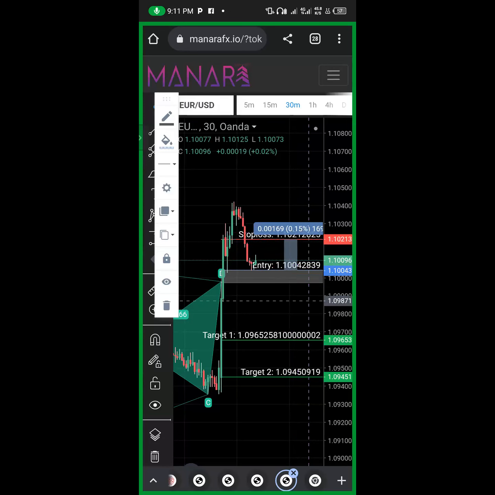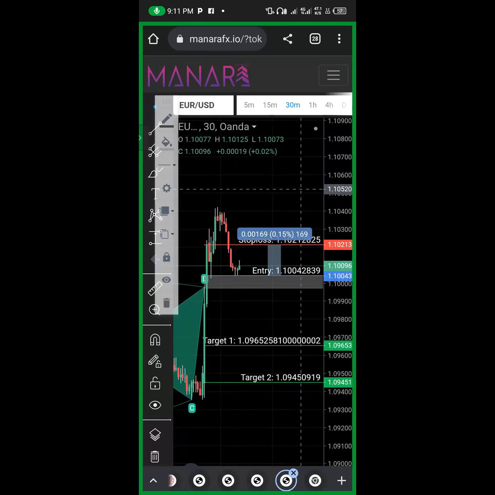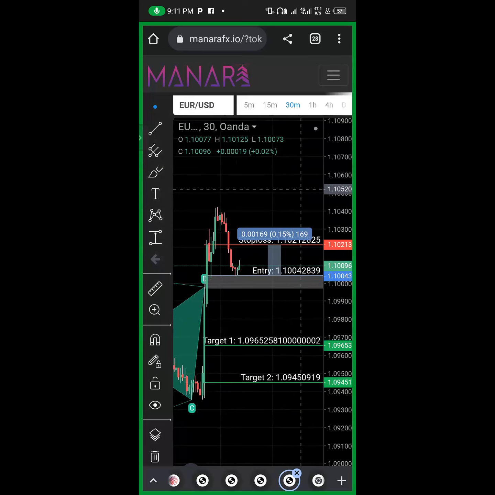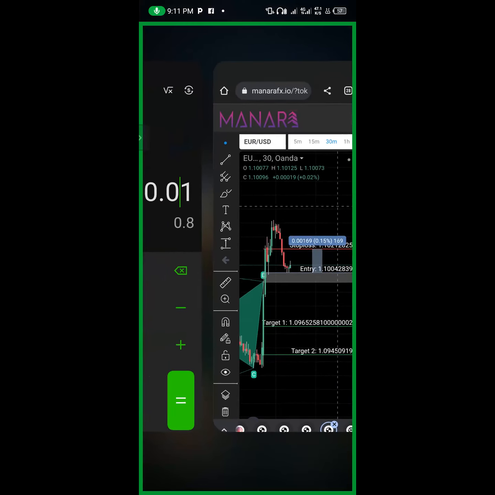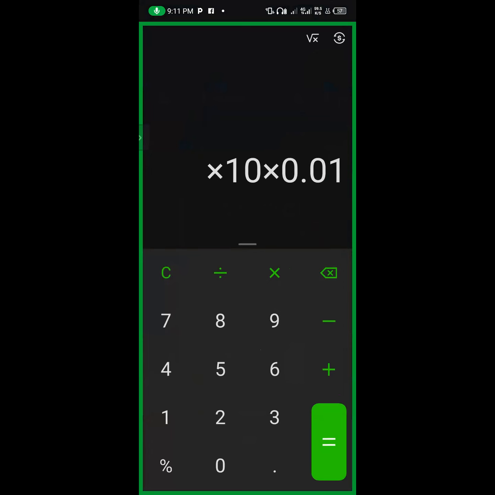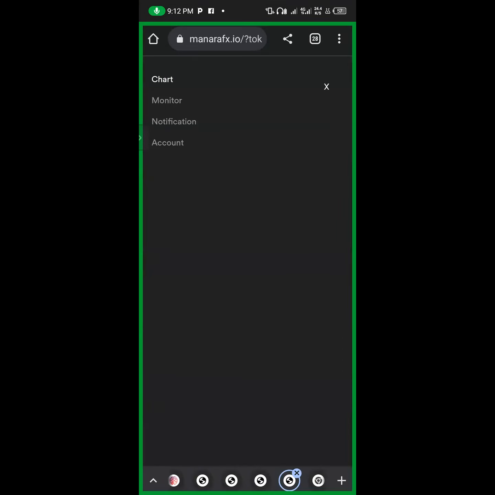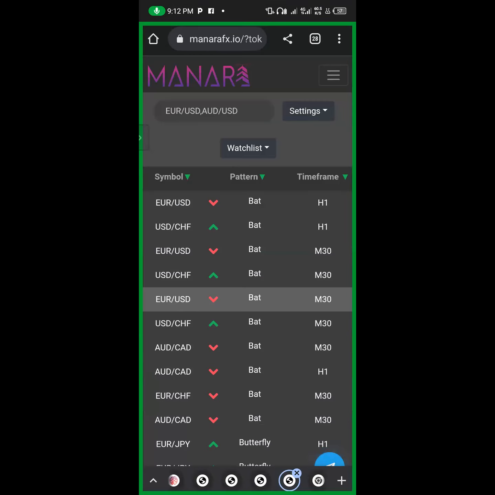So 16 pips. That's 16 pips lost. Now, so it's $8. That would have been 16 pips. So $1.60 if you're using 0.01, $16 if you're using 0.1, and $160 if you're using 1. Right? Now let's go to the next one. You're still successful. I mean, you're still doing well.